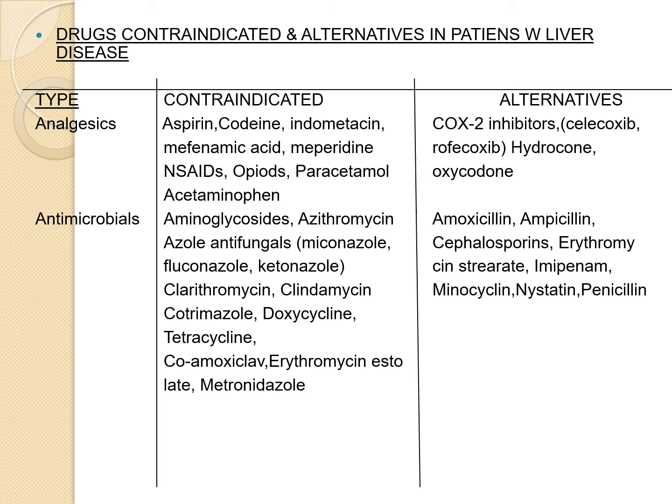Antimicrobials commonly used are azithromycin, clindamycin, tetracycline, metronidazole, erythromycin, and aminoglycosides. They are commonly used for dental treatment. So these drugs are contraindicated for this particular type of patient. So what are the alternative drugs we can give? Amoxicillin, ampicillin, cephalosporin, penicillin. These are the drugs we can give to this type of patient, but the dosage is very important for this type of patient.